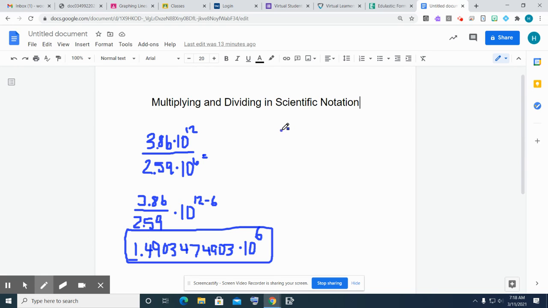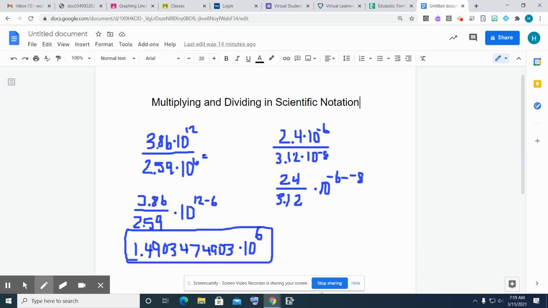Okay, so for the other one, 2.4 times 10 to the negative 6th divided by 3.12 times 10 to the negative 8th. We're going to pull those coefficients down to divide them. We're going to keep our base, and we're going to subtract our exponents.